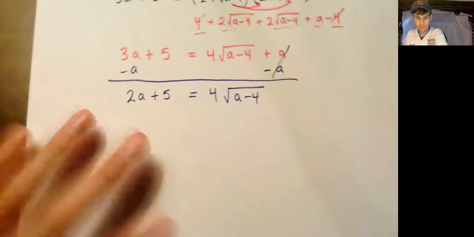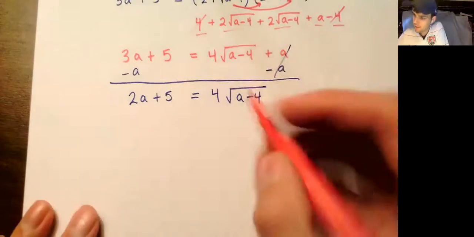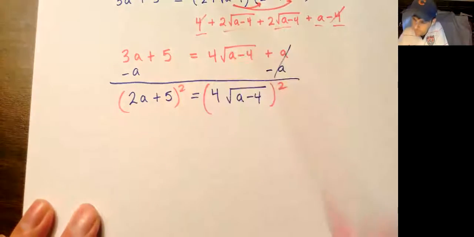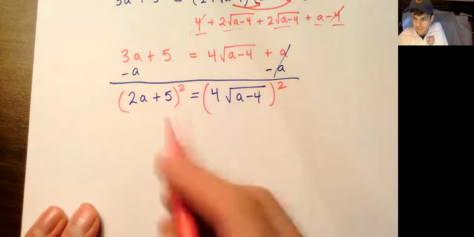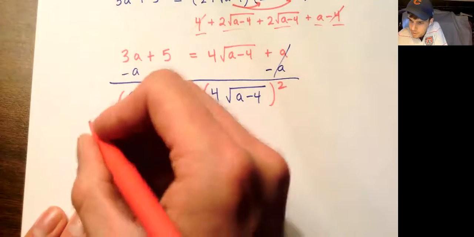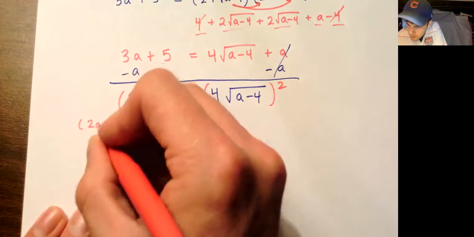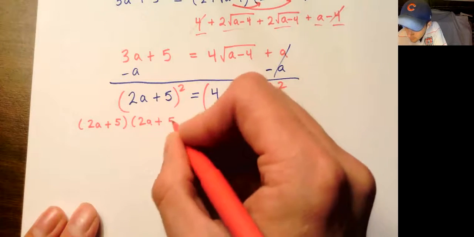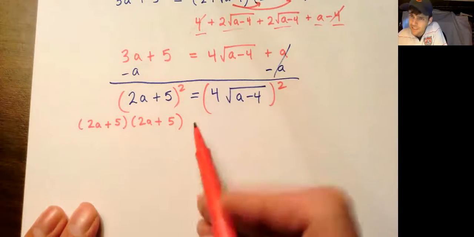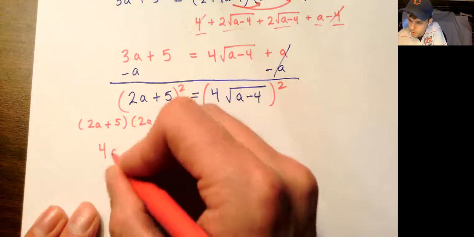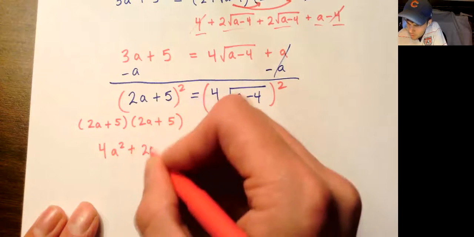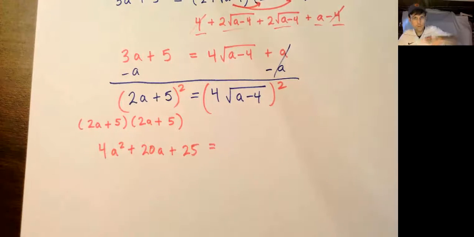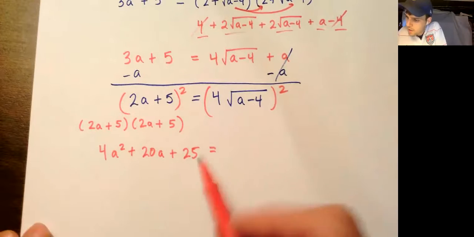Now, I want to get rid of this last radical that I have. Square both sides. This side, I'm going to have to actually multiply out. That's going to be 2a plus 5 times itself. I'm going to take this a little faster. This is 4a squared plus 20a plus 25. Go ahead and multiply it out on your own if you're having trouble with that.